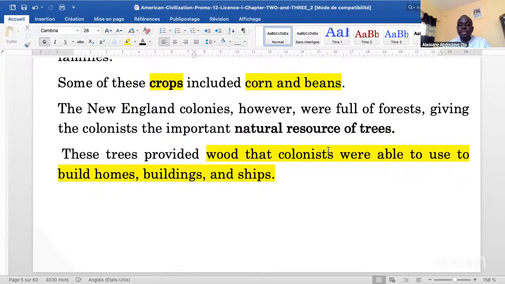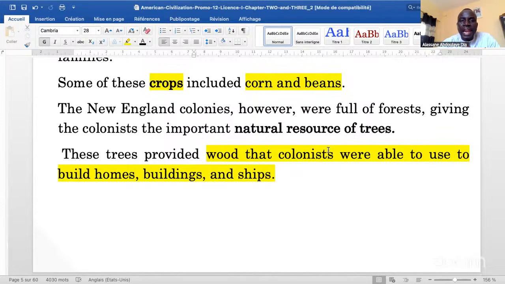So I repeat, one characteristic of the New England colonies is you find the presence of natural resources, big forests, and people could use these forests, the trees, to make wood. And they use the wood to build homes, buildings, and ships.